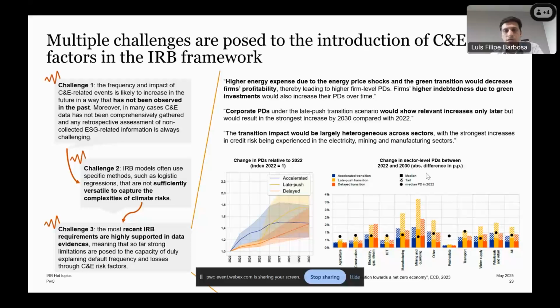Another characteristic of this context is that the effects of the transition will not be homogeneous across the sectors. Indeed, we see a lot of differences in the expected increase in PDs. Depending on the scenario that we are going to face, sectors like manufacturing, transportation or water supply will face immediately a most significant increase at PD level.